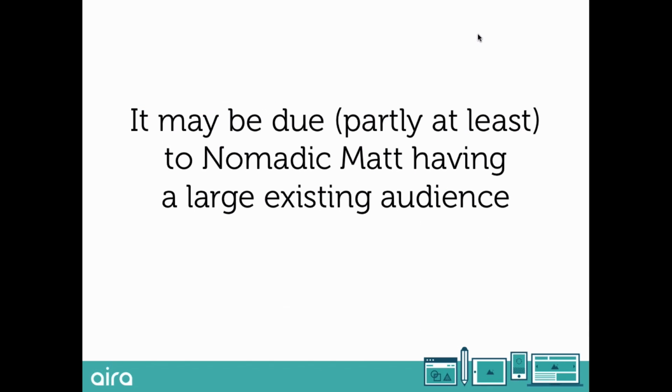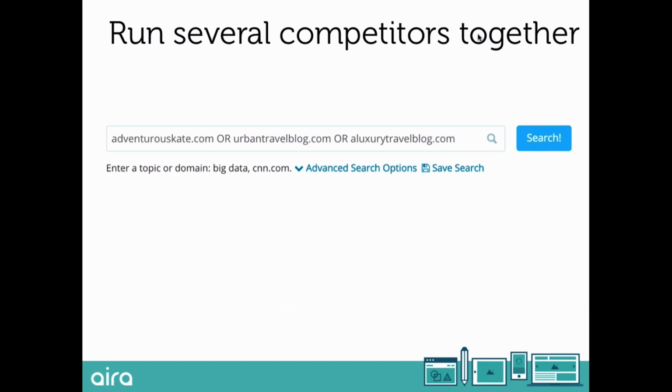Now the thing to point out here is the Red Bull Lady Gaga problem, where Matt may be getting these large numbers of social shares, at least in part because he may have an existing audience. So we need to try and filter this out a little bit and try and get results that aren't influenced too much by competitors who have got massive audiences already. So the way you can do this is to run several competitors together through BuzzSumo.